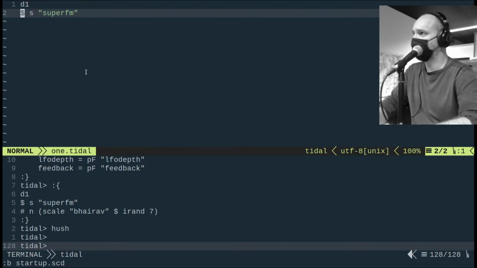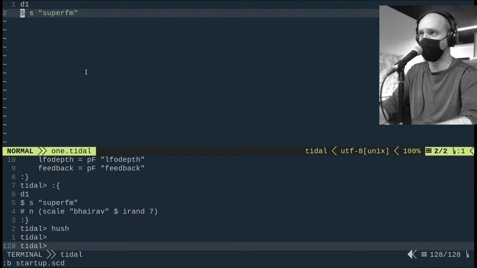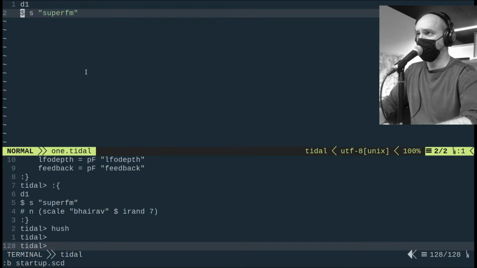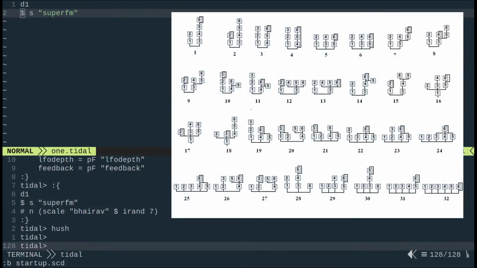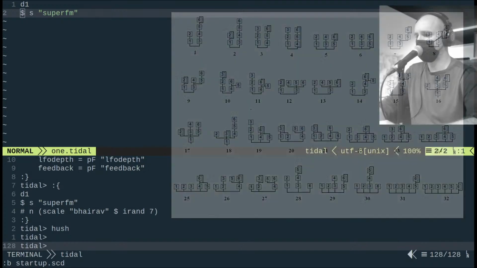Okay, so that should make it for the algorithms. In Superfm, by default, all 6 operators are carriers. So the algorithm would be algorithm number 32 without the feedback loop that you can see in operator number 6. So we can hear all of them. And it sounds like this.